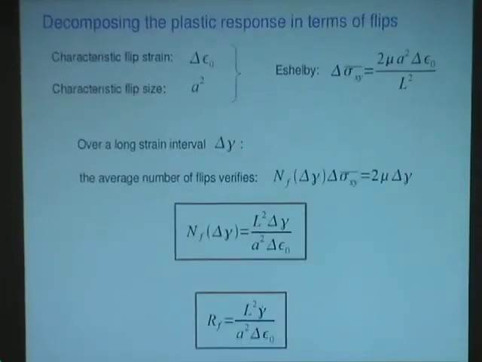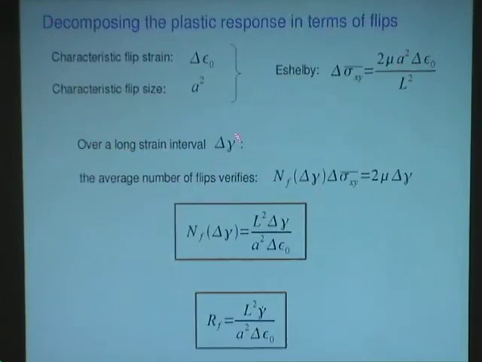There is one thing which underlies everything I'm going to talk about: when we think of the plastic response as a sum of flips, we'll introduce a typical strain of the flip and a typical size, in 2D, of the zone where the flip occurs. SLB then tells you that the stress drop due to one of these slips has the form proportional to a squared delta epsilon 0 divided by L squared in 2D.